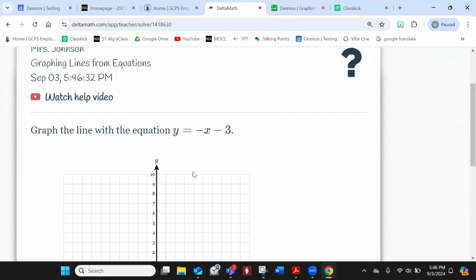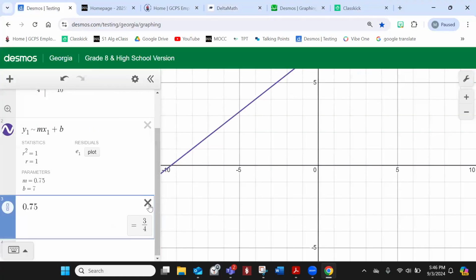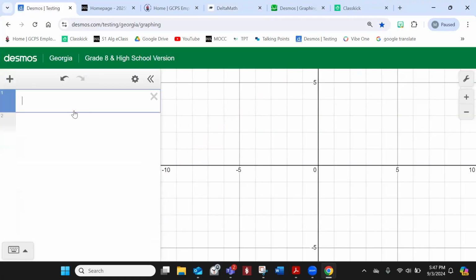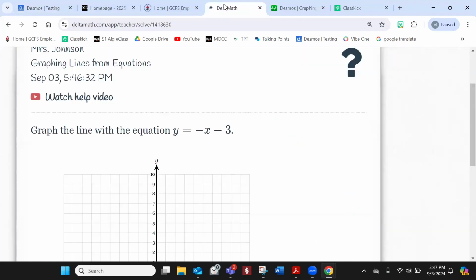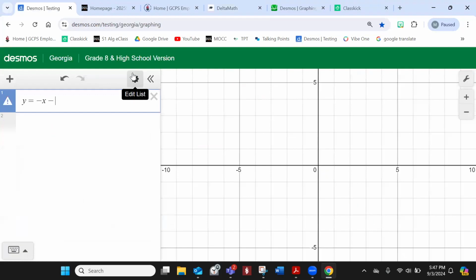All right, so this problem says graph the line with the equation y equals negative x minus 3. Here's how you need to do these. With linear functions, all you need is at least 2 points, y'all. If you can find 2 points, and preferably whole numbers, then you should be good. So we're going to put this into Desmos. Y equals negative x minus 3.